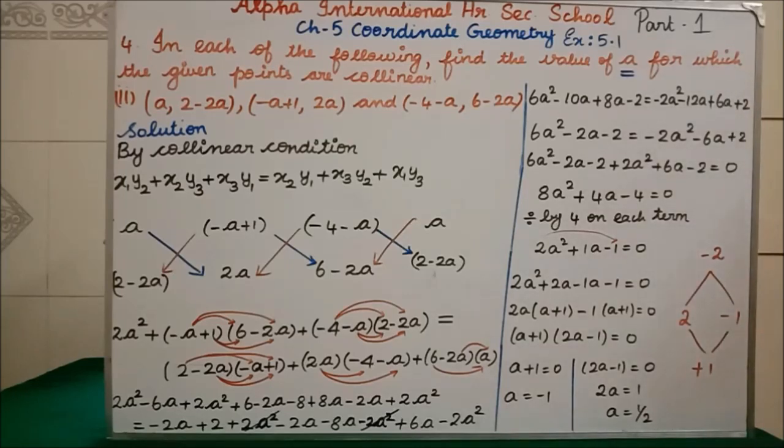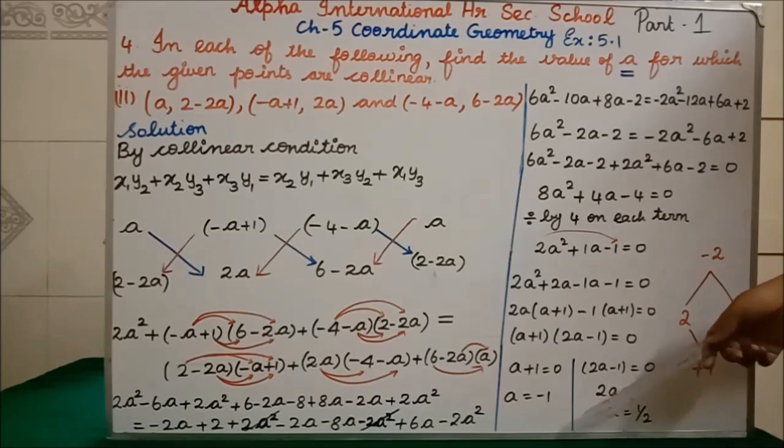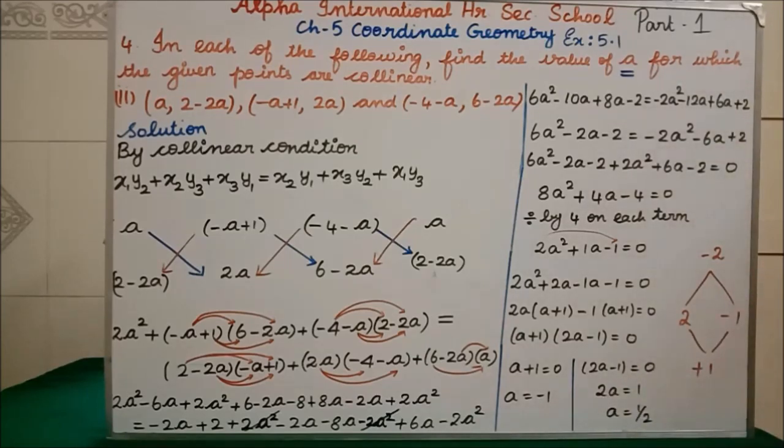So the value of a is either it can be minus 1 or it can be 1 by 2. Okay, for the value of a we are getting two values. Therefore, you have to write the last line. Therefore, the value of a is minus 1 or 1 by 2. You are going to write and you are going to finish it.